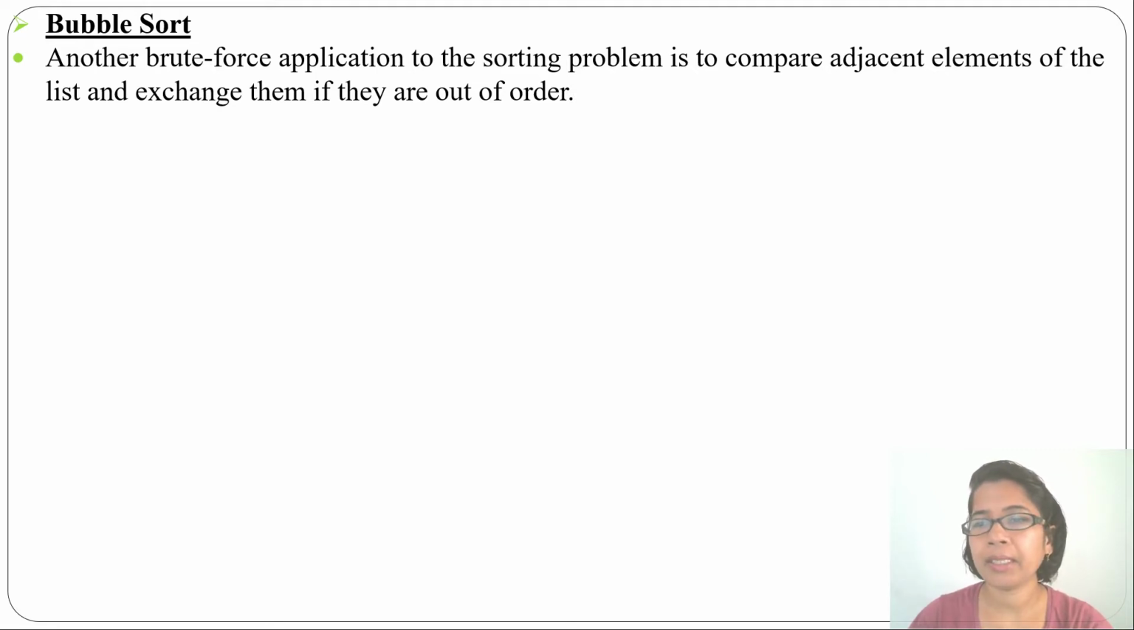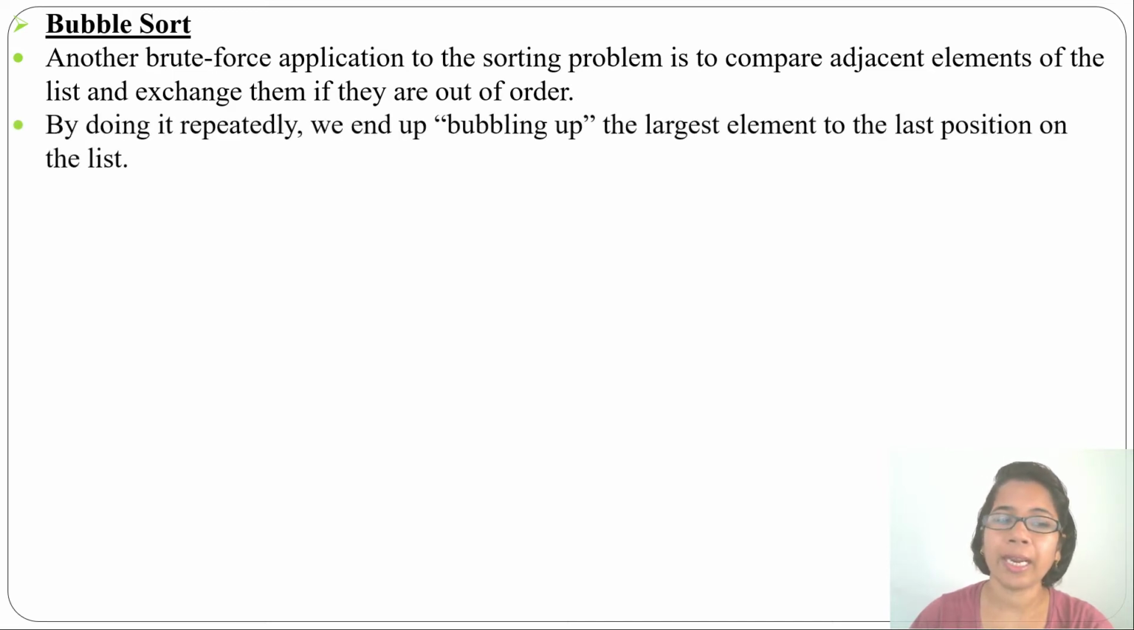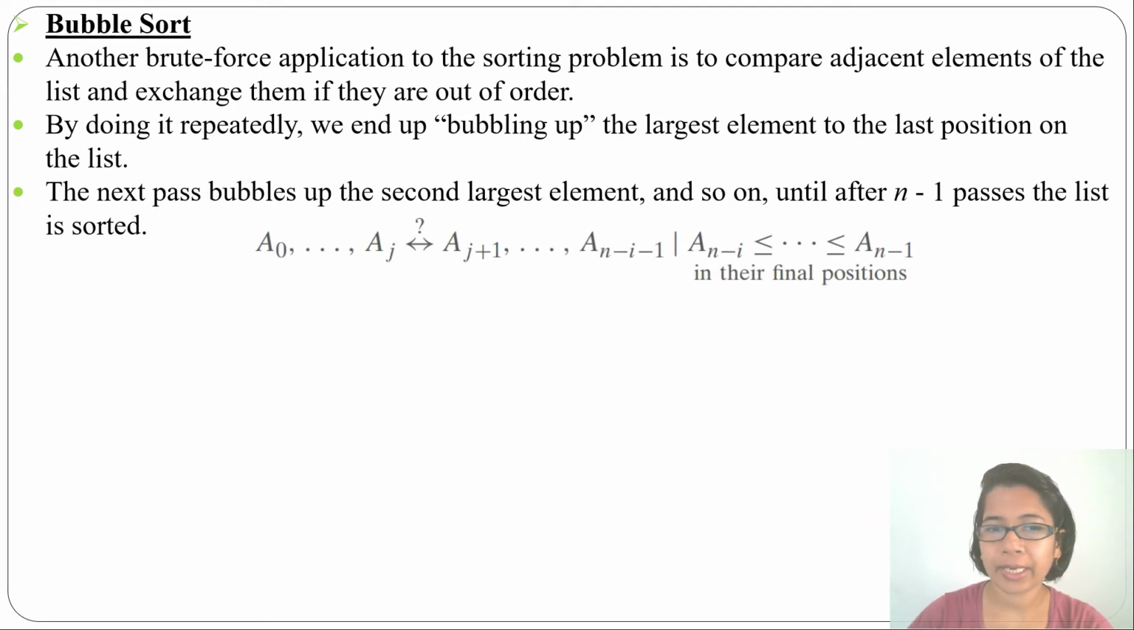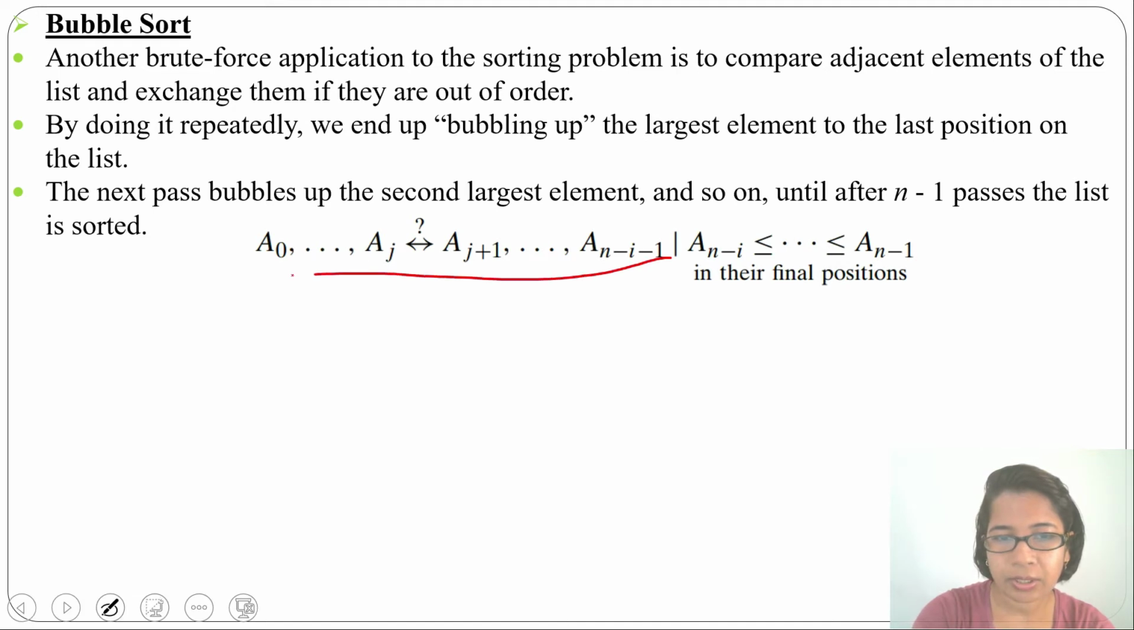Here we will compare the adjacent elements of the list and exchange them if they are out of order. By doing this repeatedly, we end up bubbling up the largest element to the last position of the list. The next pass bubbles up the second largest element, and so on, until after n minus 1 passes the list is sorted. For example, these are not sorted while these elements are sorted.